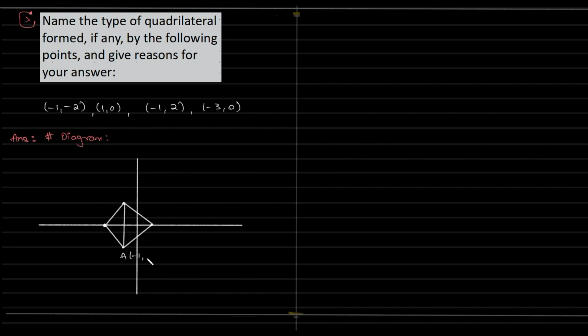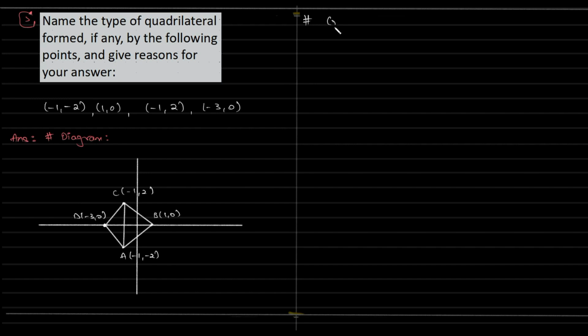Point A is -1, -2. B is 1, 0. C is -1, 2. And D is -3, 0. So my trick here generally is to find the diagonals. It's a gamble. If the lengths of the diagonals are equal, then you've got your answer. Actually, by default, you have to find diagonals for most of it. So let's begin with that. Why diagonal? I'll explain it.